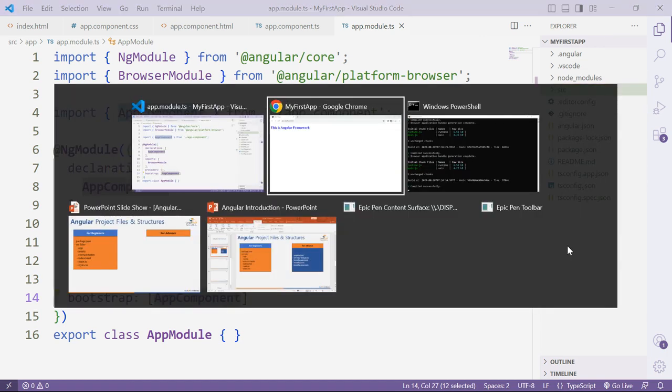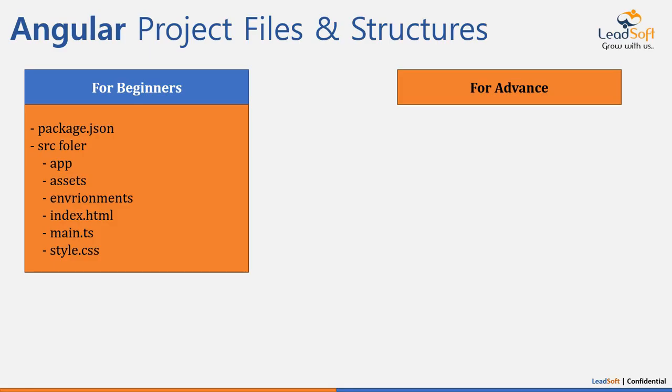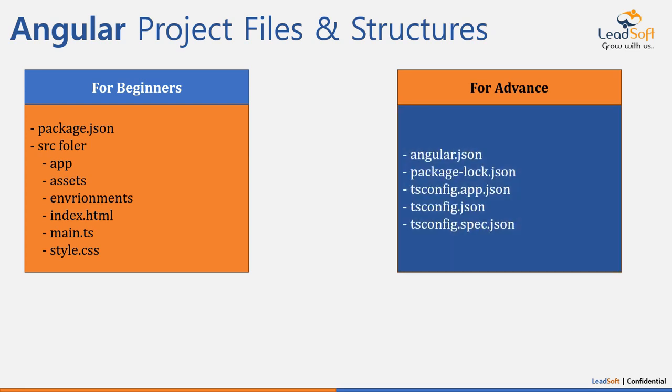Now let us understand the file structure for the advanced level. In the advanced level, we have several files called angular.json, package-lock.json, tsconfig.app.json, tsconfig.json, and tsconfig.spec.json. You just have to remember this. The spec.json or spec.ts files are used for testing purposes. We are not going to touch them. The default testing properties and everything are going to be shown right there.